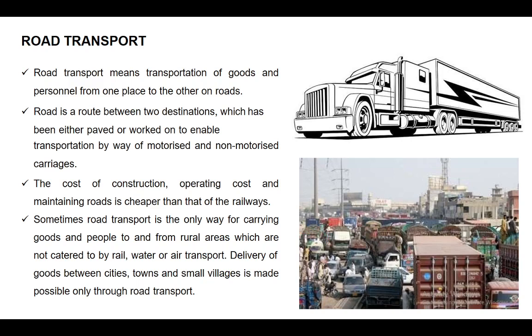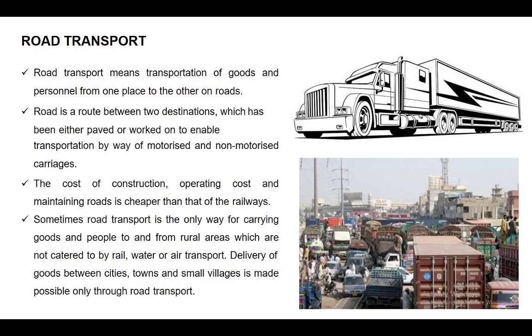So the second type of mode of transportation is road transport. Road transport covers all those goods and services which are quite a common example for everyone. All this service actually runs on the pavement or road surface. A road is the route between two destinations which has been either paved or unpaved, but can be used by motorized transport or non-motorized carriages.